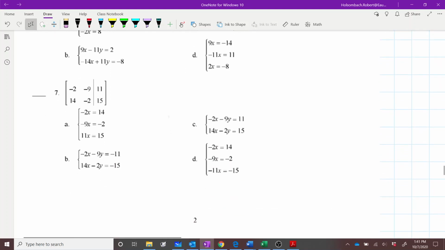And again, the same with number 7. We're using x's and y's again, so negative 2x minus 9y equals 11. And then 14x minus 2y equals 15.